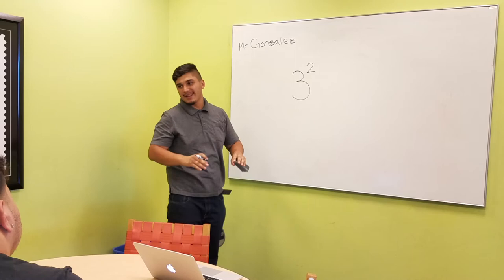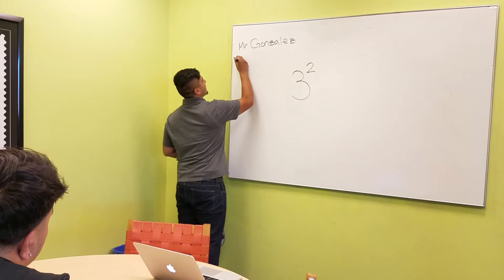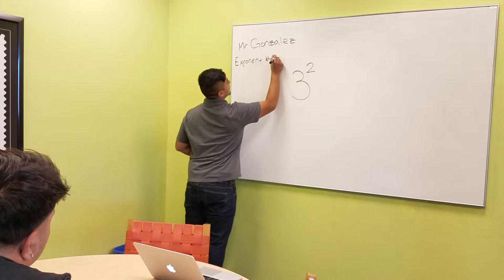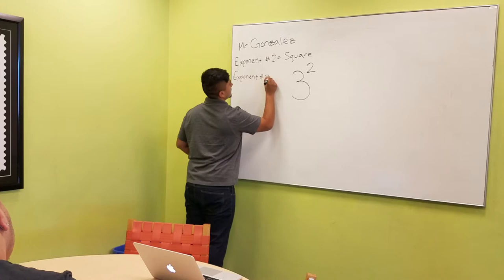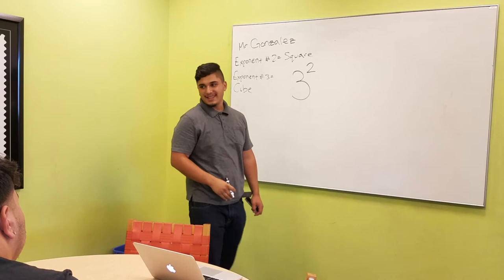So for example, an exponent with the number 2 is called a square. An exponent with the number 3 is called a cube. And the rest of them don't have special names. You just say, well, I'll explain right now. So, let me move this a little to the side.